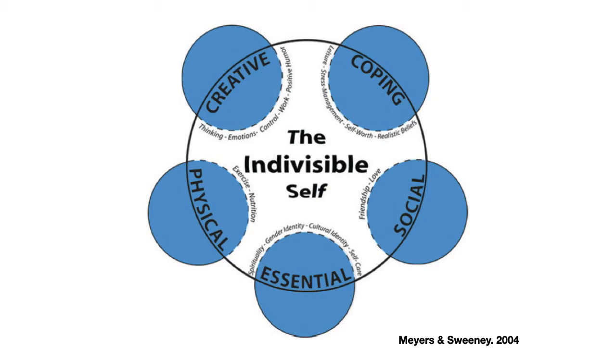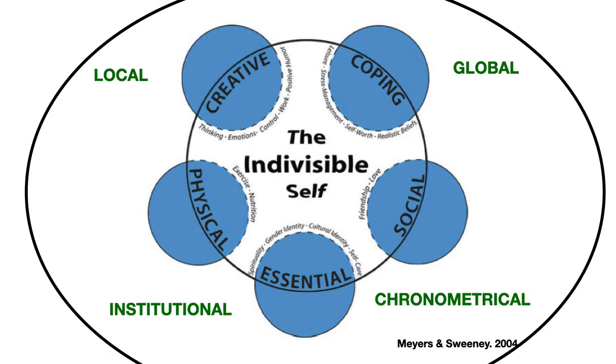We see things like the physical self, which makes reference to our physical health, so activities such as exercise and nutrition, alongside more subjective experiences like the essential self, so things like spirituality, gender identity, cultural identity, and self-care. Also notably, we see here that leisure is one of the wellness dimensions linked under the coping self, so the ability to change and live through and experience adversity.